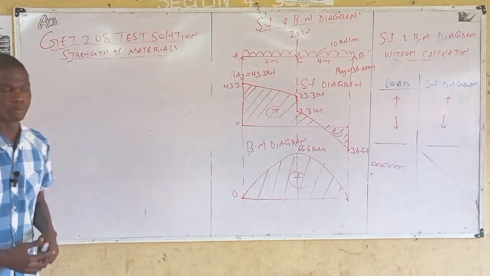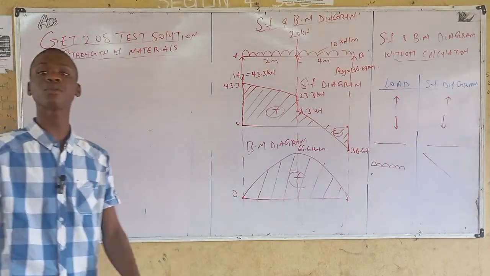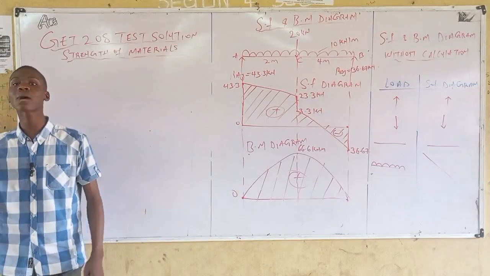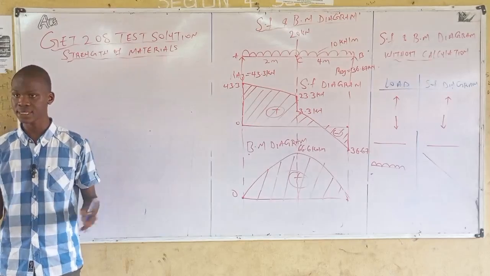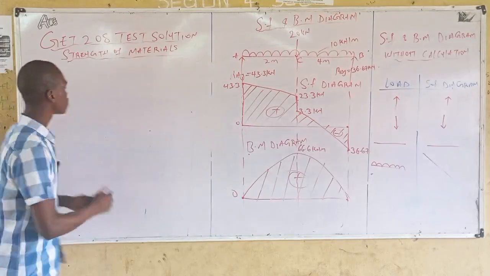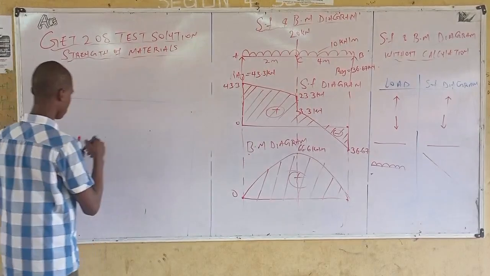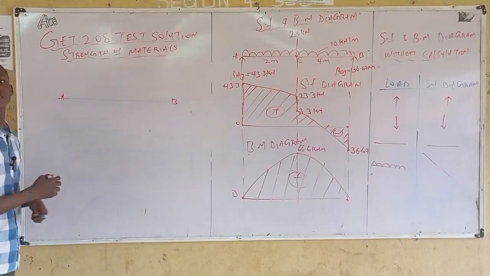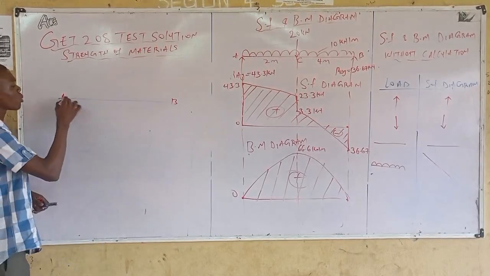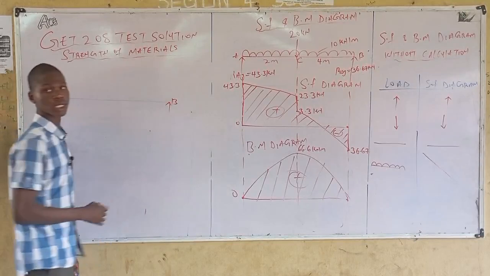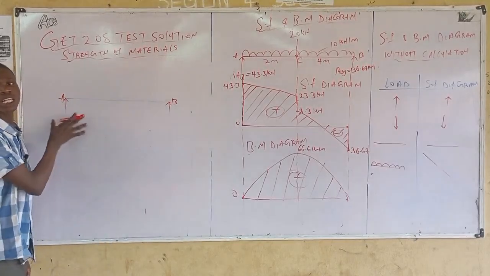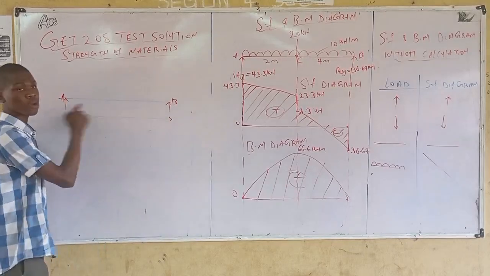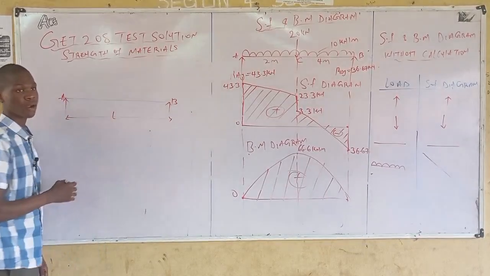Now let's sketch the diagram. Since the question says it is a simply supported beam, what is a simply supported beam? It is a type of beam whose both ends are supported, right? So let's say this is my beam. Call this A, call this B. It is a simply supported beam, meaning end A is supported while end B is supported. The span, what's the length from A to B? From the question, we are given that from A to B is L meter, right?